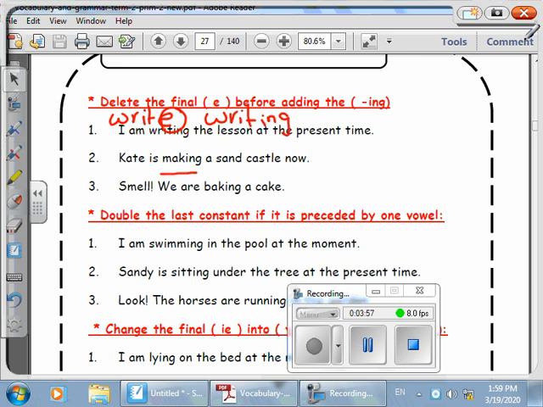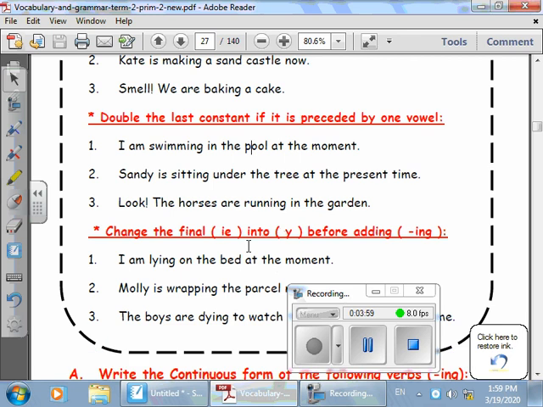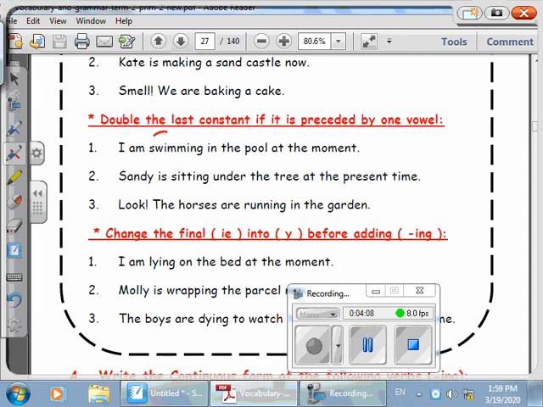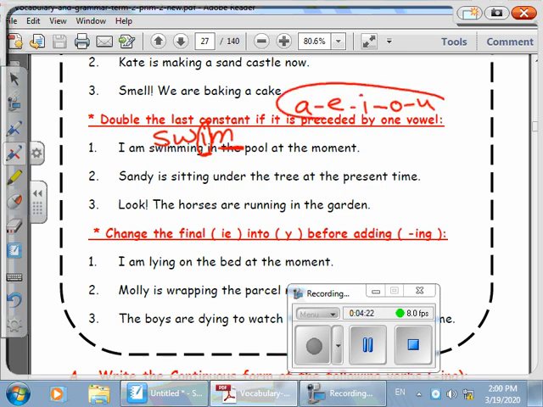Okay. If the verb, like the verb swim here, the letter that precedes the last letter is a vowel. Remember what are the vowels? A, E, I, O, U. I want you to write these notes on your booklets to remind yourself.